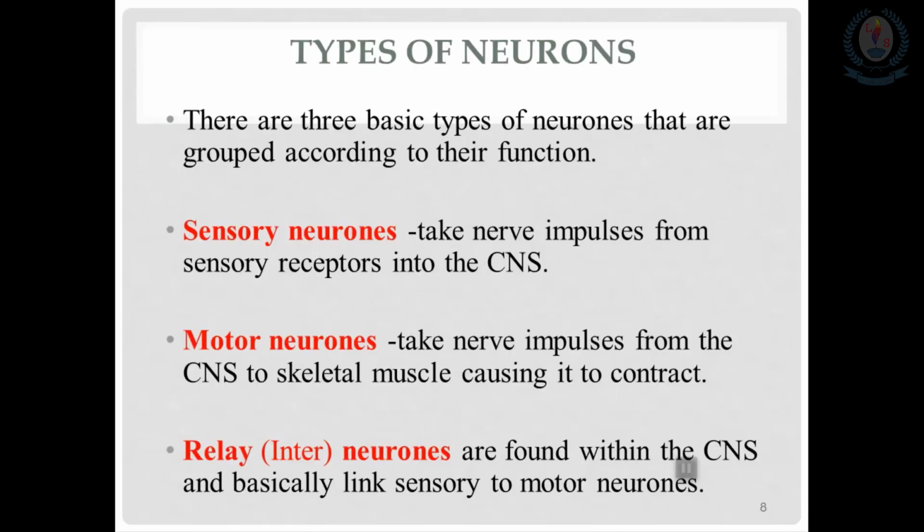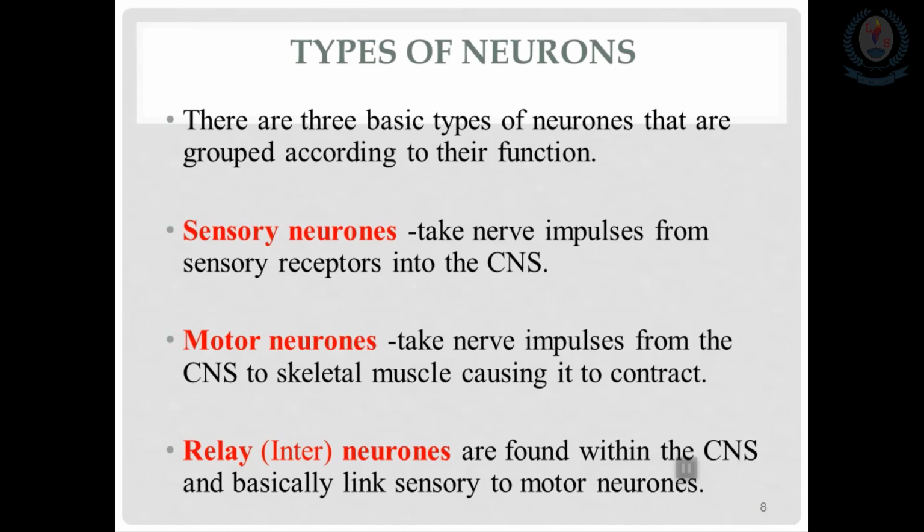Now we will take a look at different types of neurons. There are three main types of neurons according to their functions. First one is sensory neuron. Second one is motor neuron. Third one is relay neuron. We will start from sensory neurons.